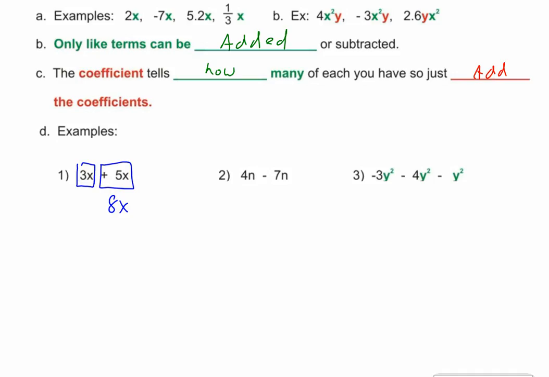So in the second example, what would you get there? Don't say anything out loud. We got to figure out how many n's there are, right? We got to figure out how many n's are there. And class, the answer is? Negative 3n. Right? 4 of them minus 7 of them. Notice I always include the sign. Leaves me a negative 3 of them.